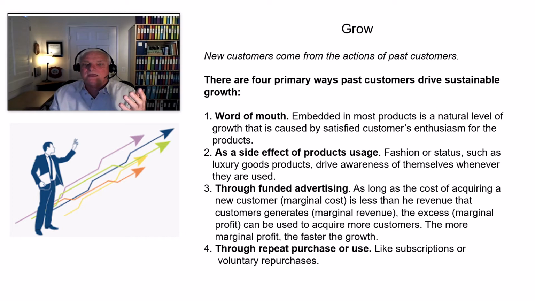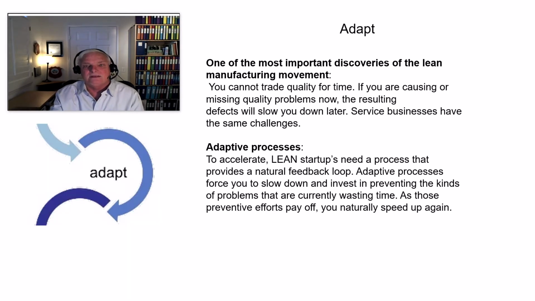So we know what that is. That's where you actually take out ads and you fund advertising. And number 4, through repeat purchases or use. Subscriptions, voluntary repurchases, things like that. Now the next piece of it is going to be called adapt.